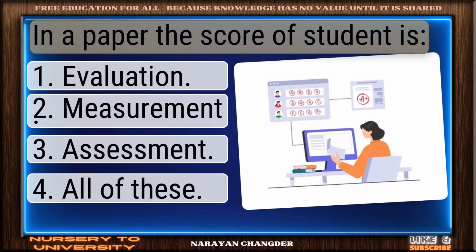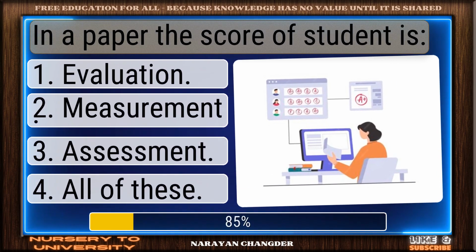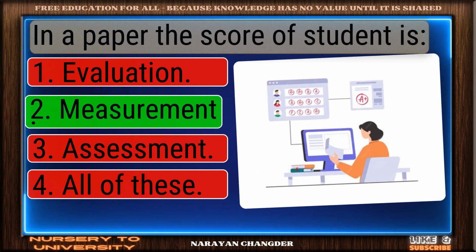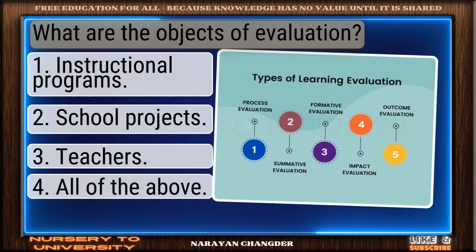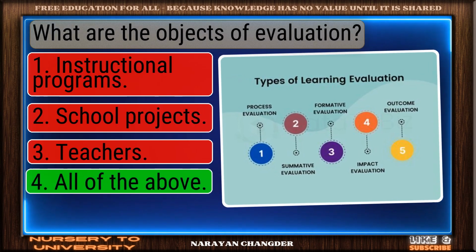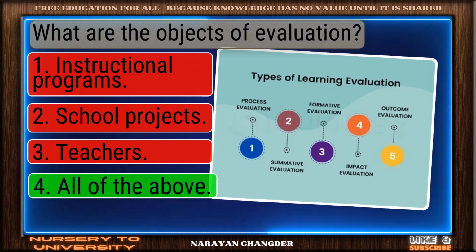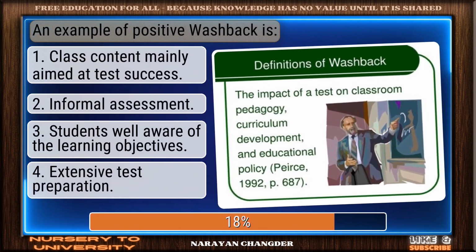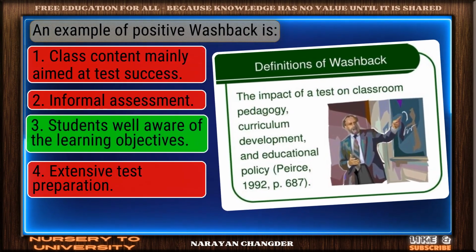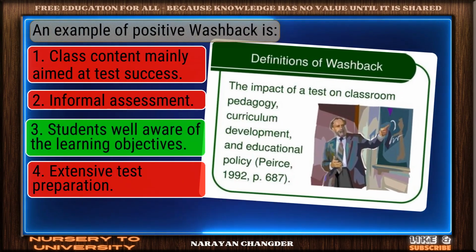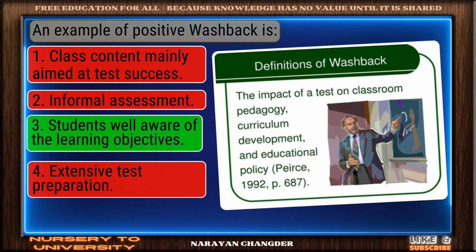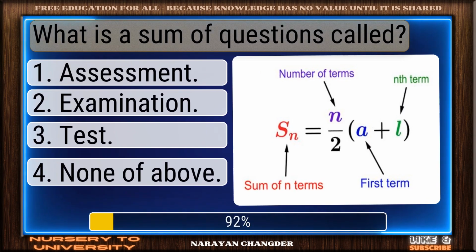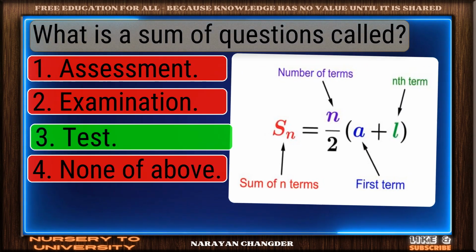In a paper, the score of student is. Sharp thinking. Measurement is the right choice. What are the objects of evaluation? Well reasoned. All of the above is the correct choice. An example of positive washback is. Perfect. Students well aware of the learning objectives is the correct choice. What is the sum of questions called? Right again. Test is a valid answer.